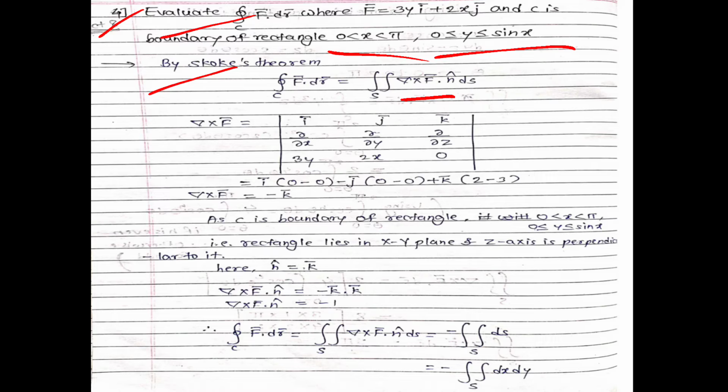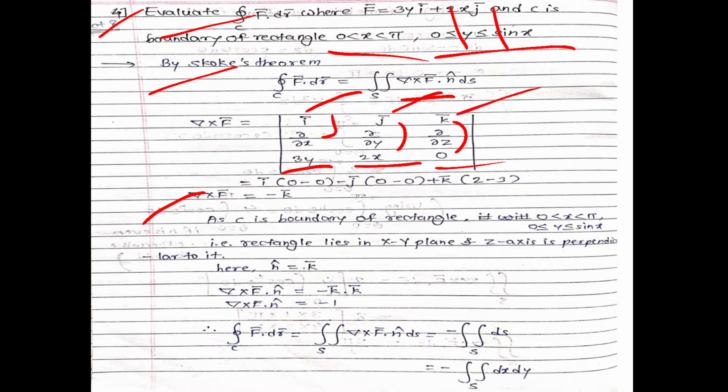So here we will write in determinant form: i bar, j bar, k bar, respective del by del x, del by del y, del by del z. Now here the values are: with i there is 3y, with j there is 2x coefficients, and with k there is no k, so we will write 0. So 3y, 2x and 0, and we will solve the determinant. After solving this we will get del cross f bar equals minus k bar.